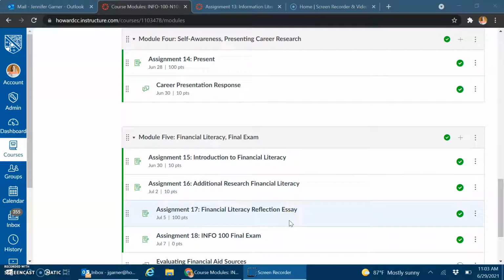Hi class, we're just heading into the last week of our class, and we have just one more unit and 4 assignments left for the semester. This unit is our financial literacy unit.